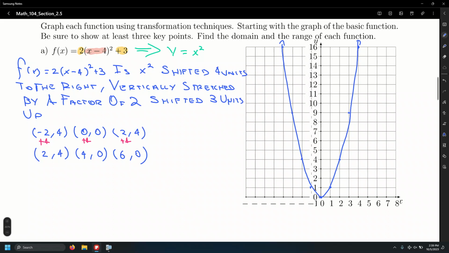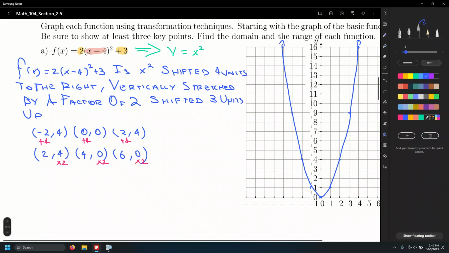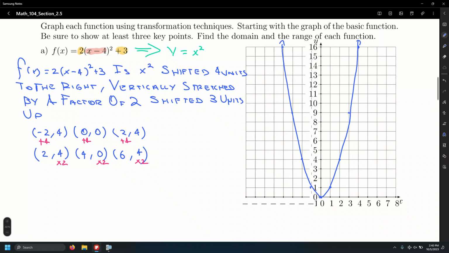And now let's take care of the vertical transformation. That is vertically stretch it by a factor of 2. What are we going to do in this case mathematically? Multiply the y coordinates by 2. So times 2, times 2, times 2. When did I have a 0 here? That's supposed to be a 4, right? Okay. So that'll give us the following ordered pairs.